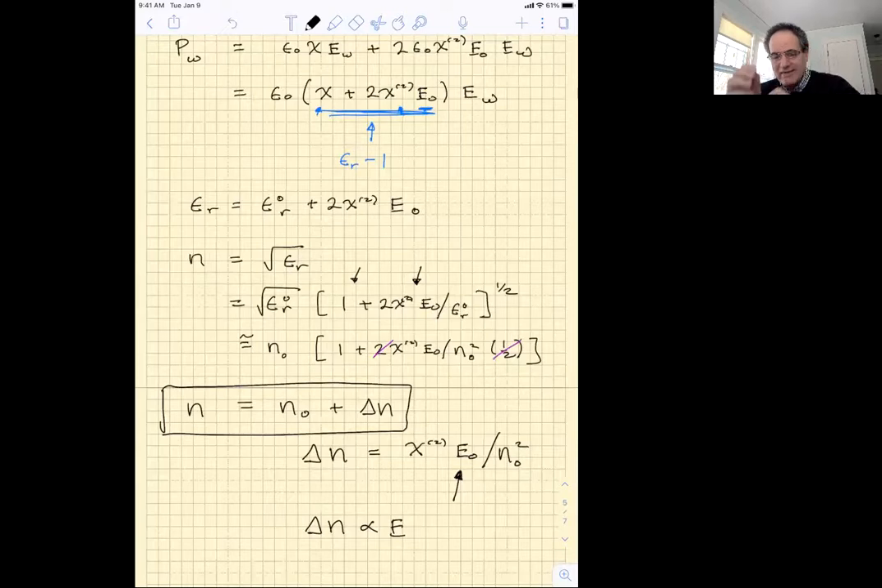All right, let's stop here with this one. Very good. And we're going to go on now to talk about a third order nonlinear optical effect, and then we'll be done.